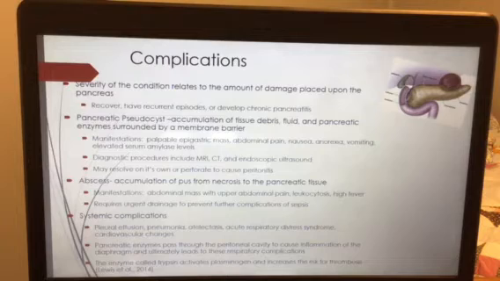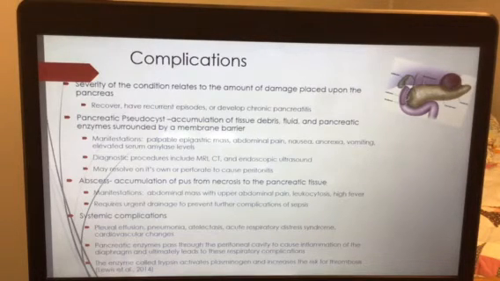Now we have some complications. So the severity of the pancreatitis really depends on the degree of damage that occurs to the pancreas. So you could recover fairly quickly, you could have recurrent episodes of acute pancreatitis, or you could actually have the development of chronic pancreatitis. A complication that could occur is a pancreatic pseudocyst, which is an accumulation of tissue debris, fluid, and pancreatic enzymes surrounded by a membrane barrier.